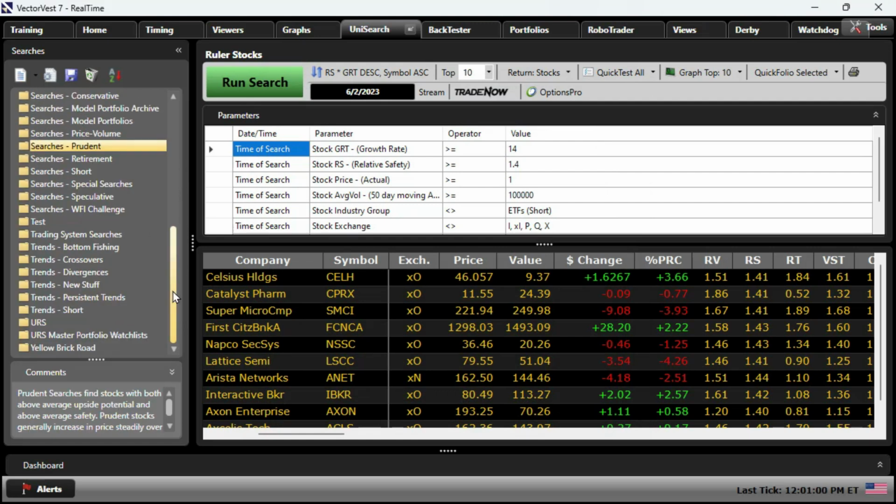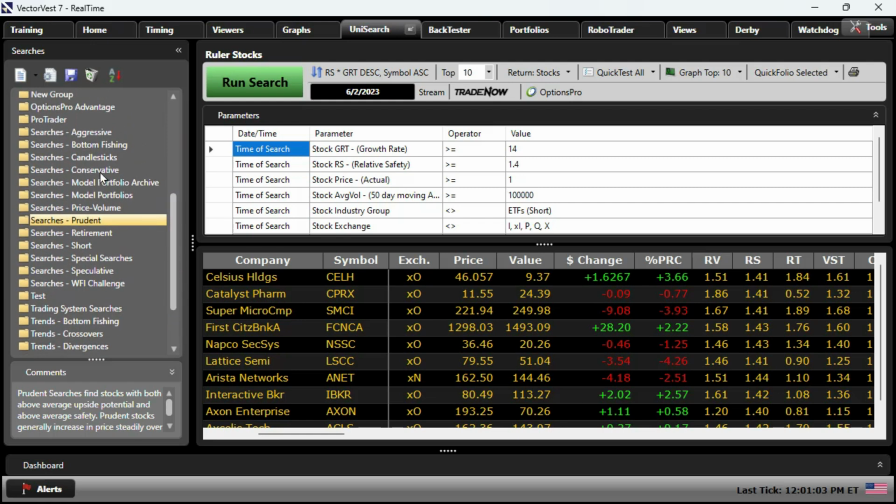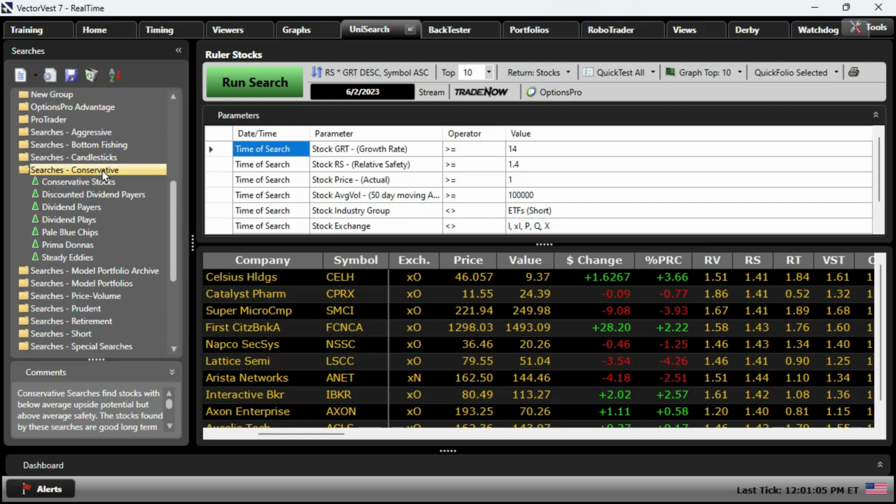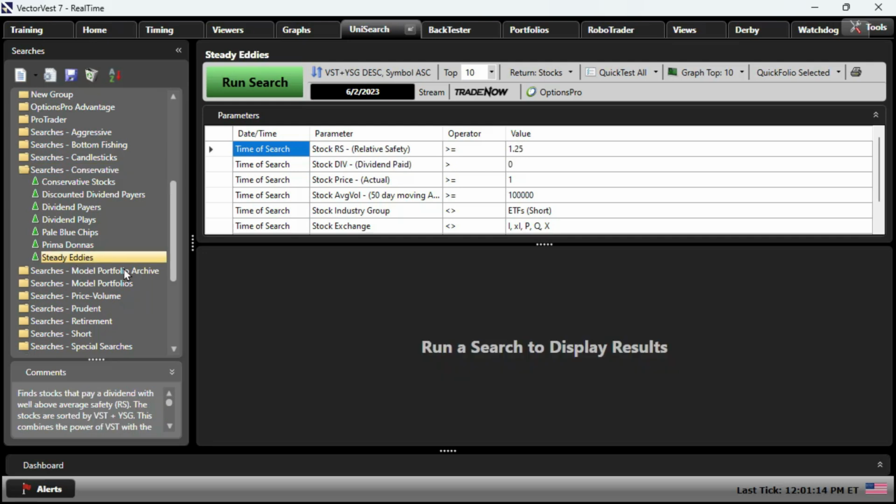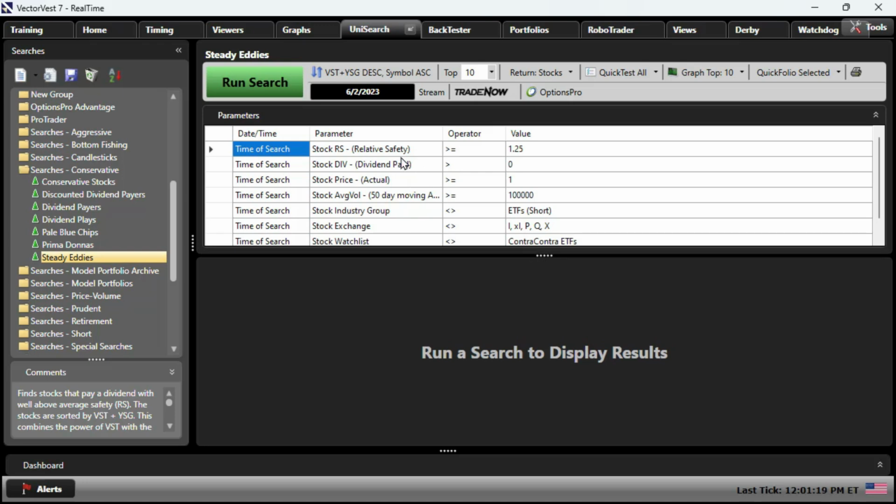As I was preparing this presentation, I did come up to the conservative folder and probably don't pay as much attention to a handful of searches in this folder as I should. And maybe after this presentation, I'll heed my own advice here. Let's look at some of these searches. These are in the conservative folder. Relative safety, again, is an important factor, and all of the searches I've showed so far are either sorted by relative safety or have a relative safety parameter that must be strong here. So greater than or equal to 1.25 on a 0 to 2 scale.